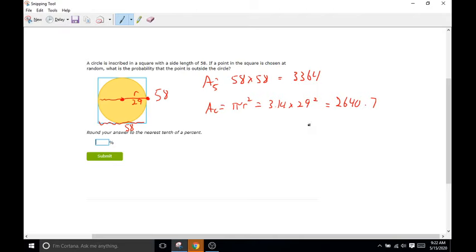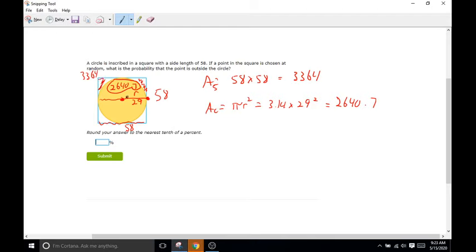Okay. And so the circle is going to take up 2,640.7, whereas the square overall is going to be 3,364. So it's asking if a point is chosen at random somewhere inside the square, so anywhere here, could land on the circle, could not, what is the probability that the point is outside the circle? So what is the probability it's going to land here?